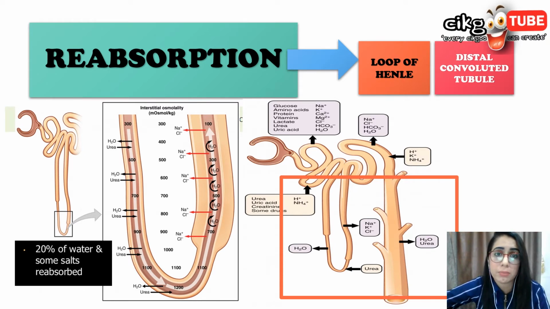The collecting duct is more permeable to water in the presence of ADH hormone, and it is more permeable to salt in the presence of aldosterone. So this is what happens in the loop of Henle and also the distal convoluted tubule.